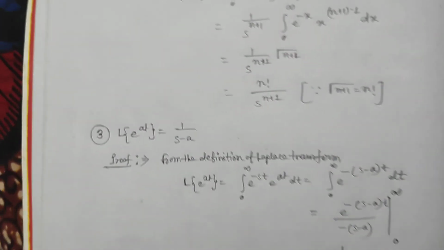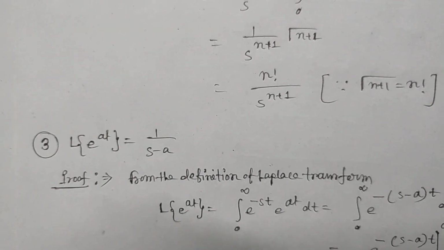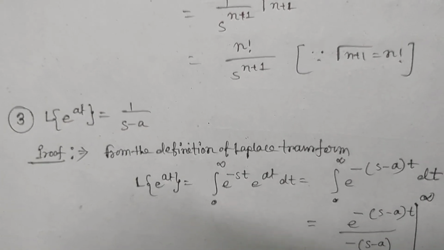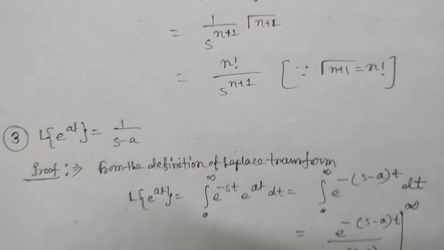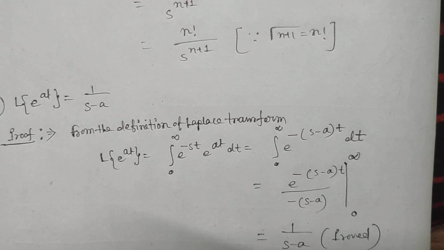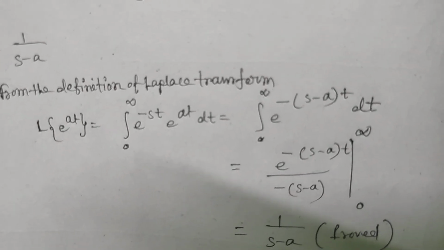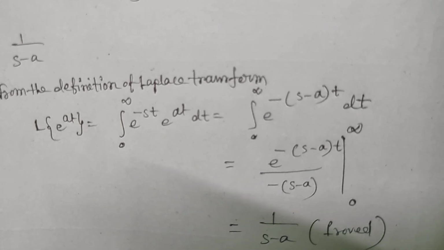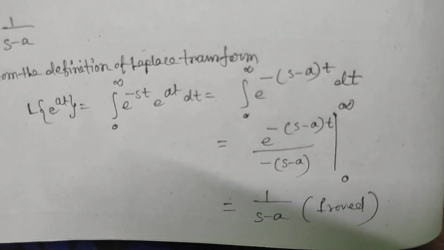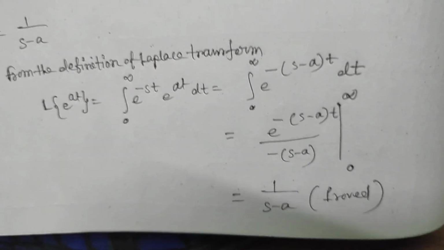Now coming to the next transform: what is the Laplace transform of e to the power at? The Laplace transform of e to the power at is 1 upon s minus a, where s is greater than a. From the definition, the Laplace transform of e to the power at is the integration from 0 to infinity of e to the power minus st times e to the power at dt, which is the integration of e to the power minus (s minus a)t dt. This is a simple integration, and putting in the limits, you get 1 upon s minus a.